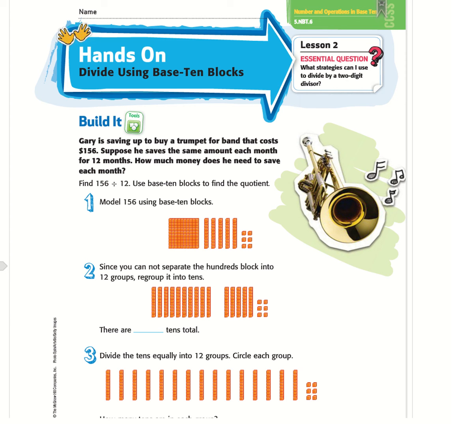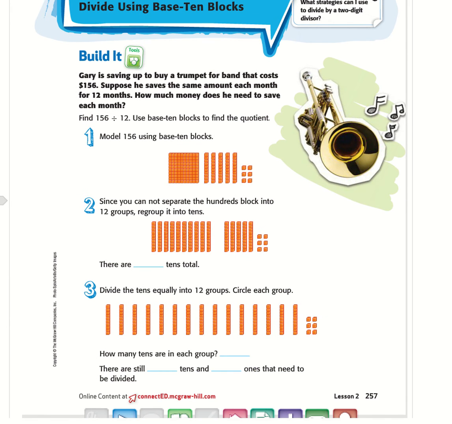We're on page 257. So this is going to be dividing using base 10 blocks. We've been doing a couple lessons like these, but now our divisor is going to be a 2-digit number. Divisors here, 2-digit numbers. This is Gary saving up to buy a trumpet for band that costs $156.